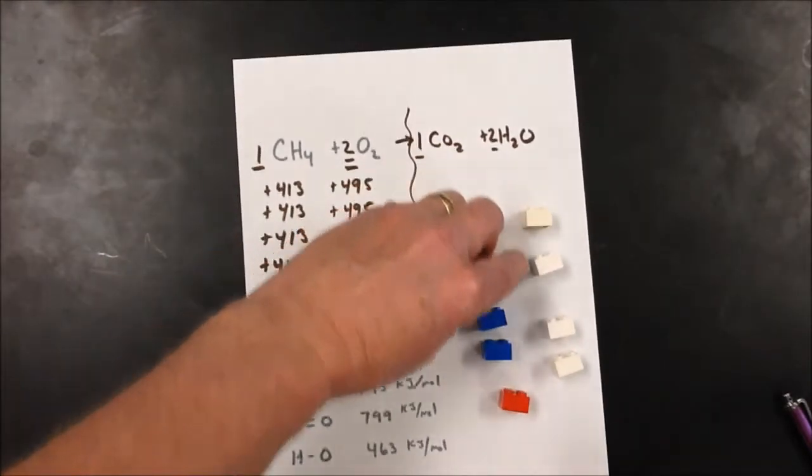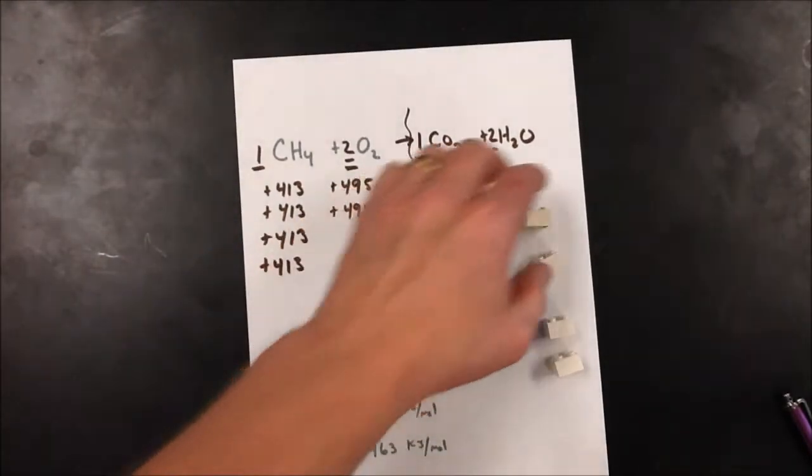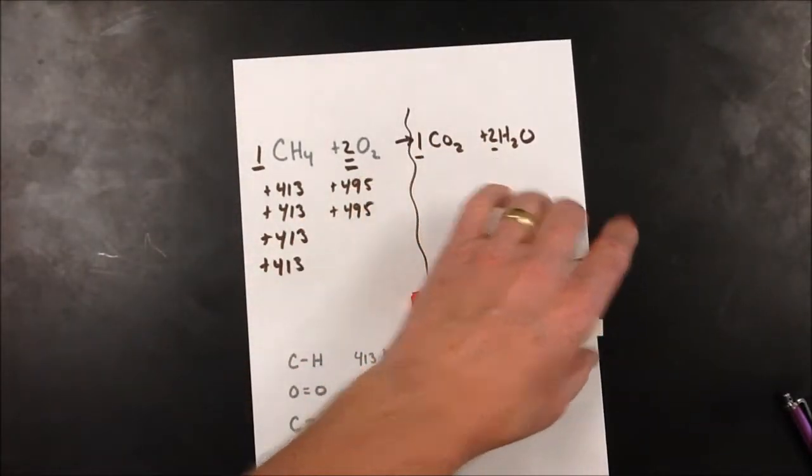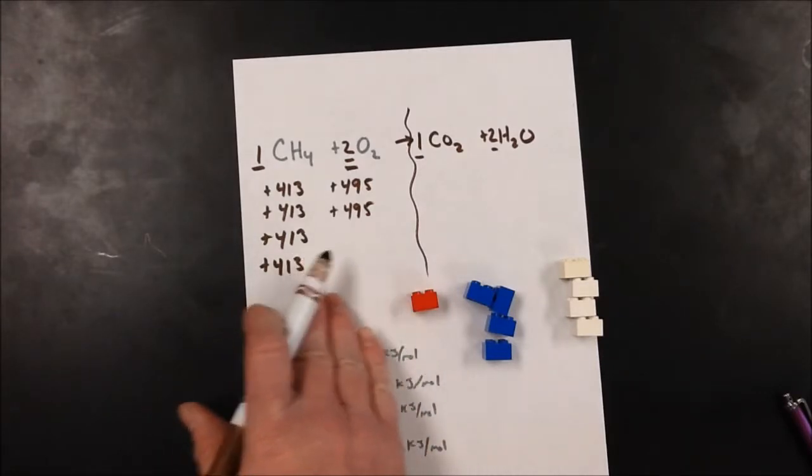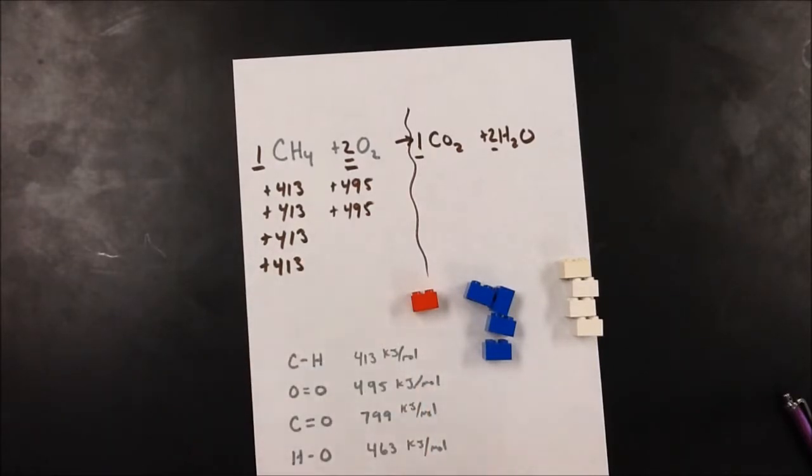So I've got my hydrogens, I've got my carbon, and I've got my oxygens all set over here, and I'm ready to start putting these things back together. The important thing to note is all of these energies are required to be input to break it apart, which means when I get to the product side of the reaction, the sign's going to change. I'm going to get energy released on that product side.